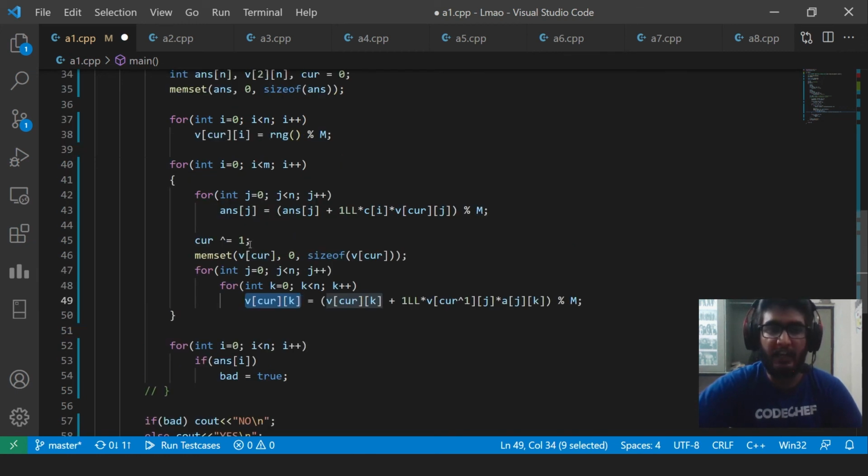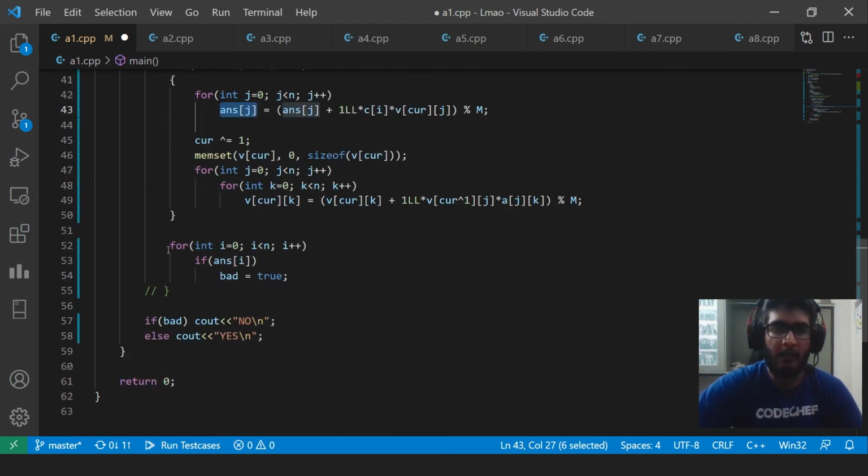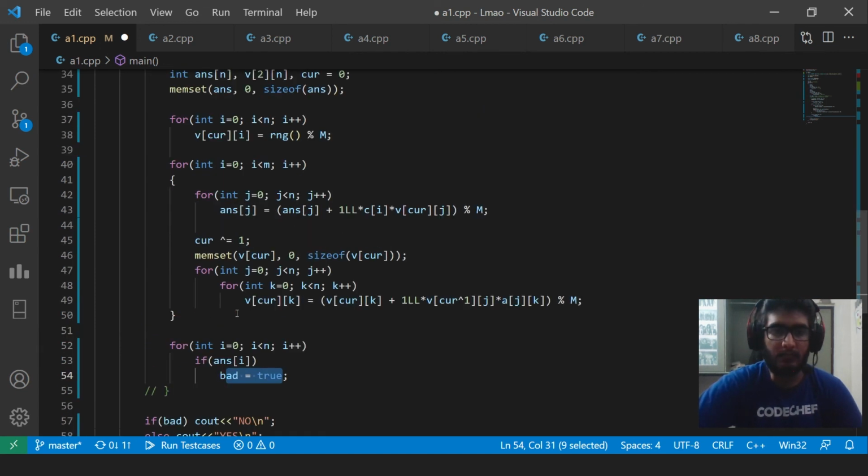Once we have generated all of the vectors and added them up in the answer vector, we just check whether the answer vector is 0 or not. So for int i equal to 0, i less than n, i plus plus: if answer i is greater than 0 for any i, then bad is equal to true. And if bad, we output no, else we output yes.